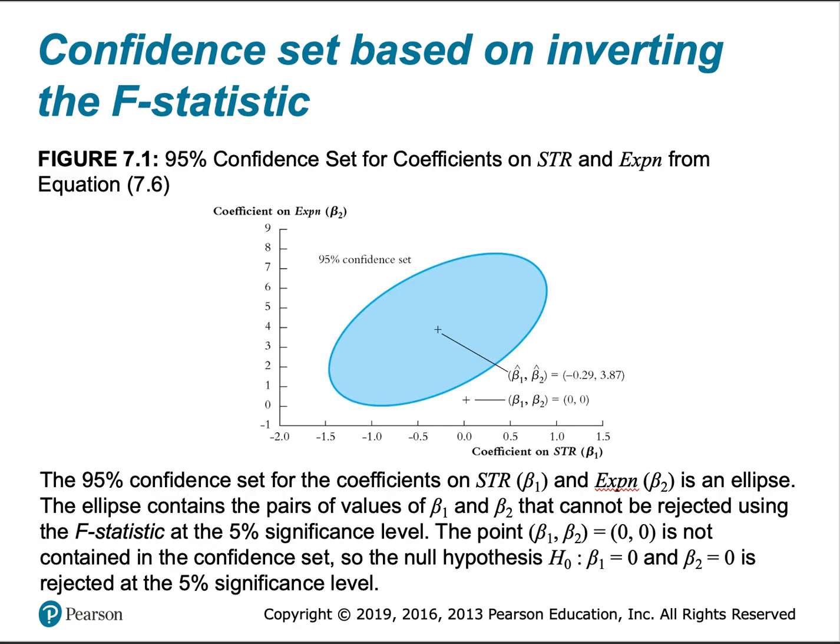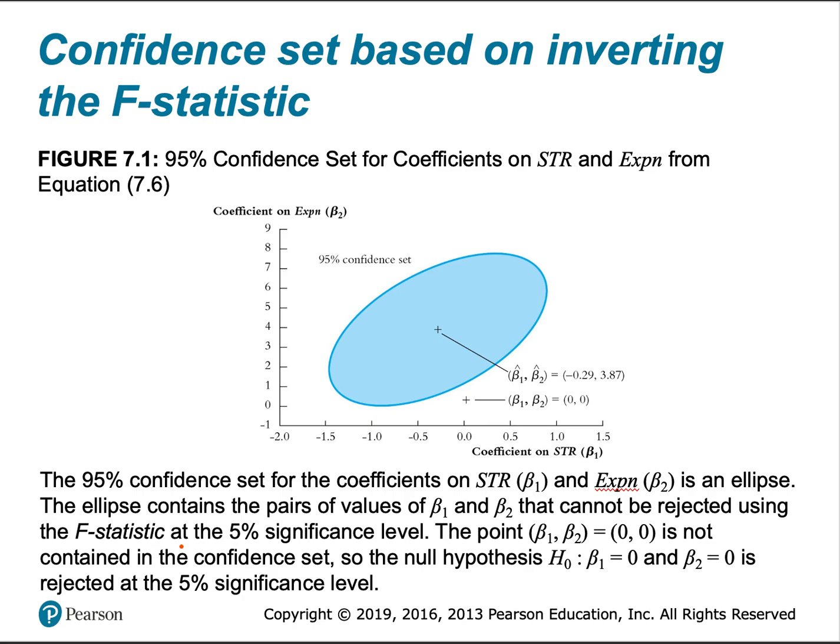So let's look at that. Here we have the 95% confidence set for the coefficients on the student-to-teacher ratio and EXPN from equation 7.6. And the 95% confidence set for the coefficients on these two things is an ellipse. The ellipse contains the pairs of values of beta 1 and beta 2 that cannot be rejected using the F statistic at the 5% level.